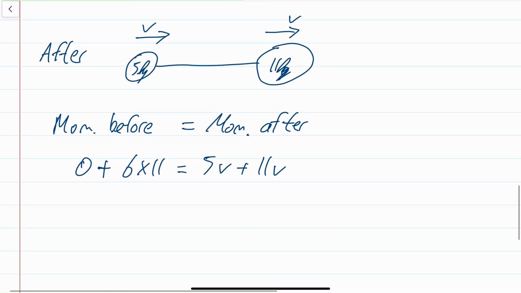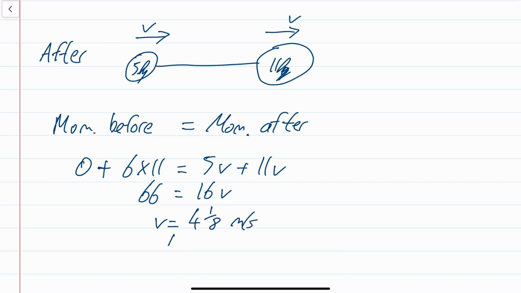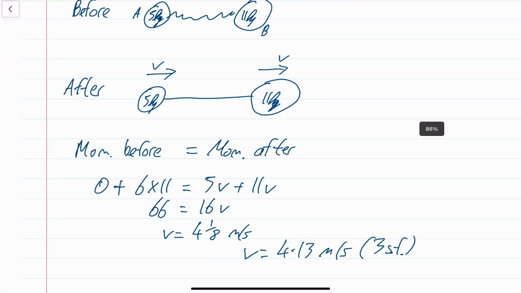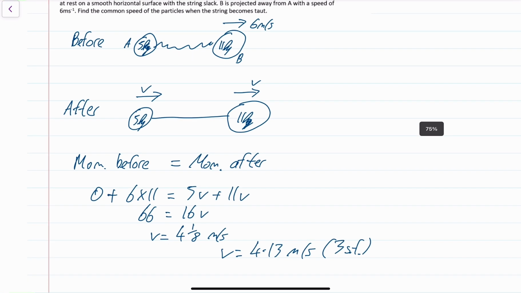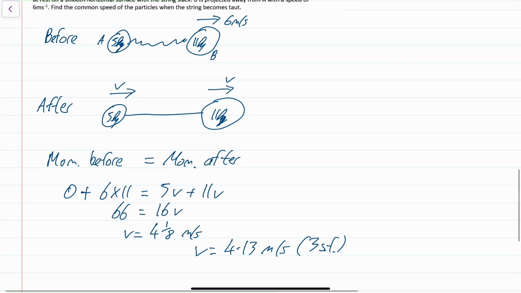We'll sort that out. That's just going to be 66 is equal to 16V. A wee bit of working out. Your V works out to be 4 1/8 meters per second, or your V could be 4.13 meters per second to 3 sig figs. But you treat it as a conservation of momentum question. Before, that's when one of them's moving, the other one is static. And then once the string's pulled tight, they're both moving at the same speed. And there we go. There we have it. Done.